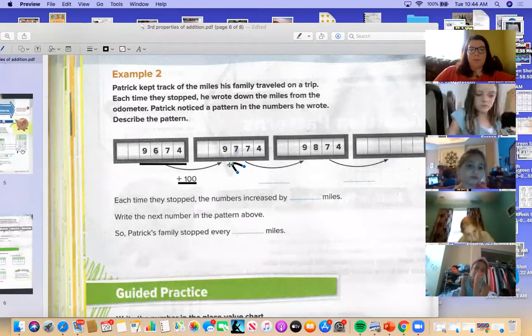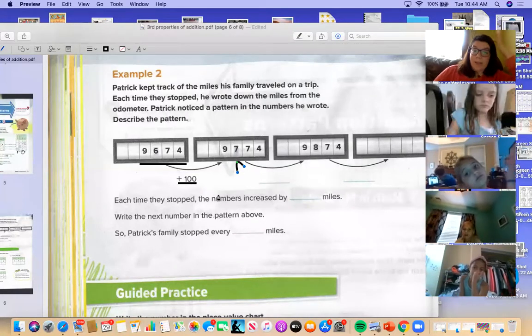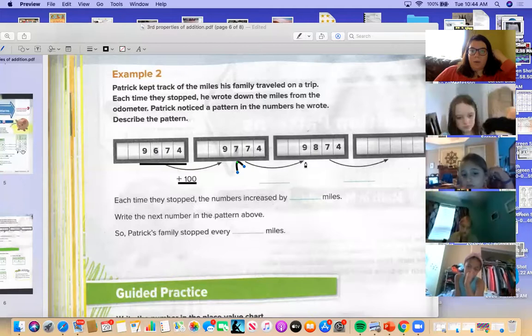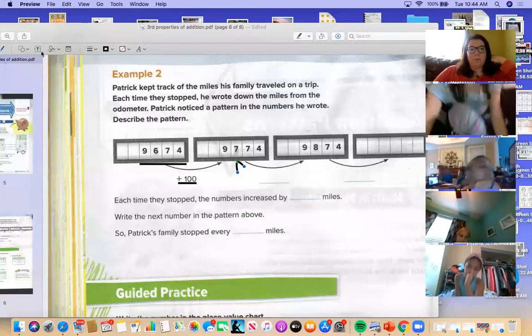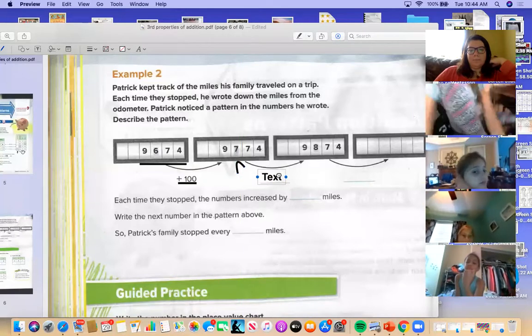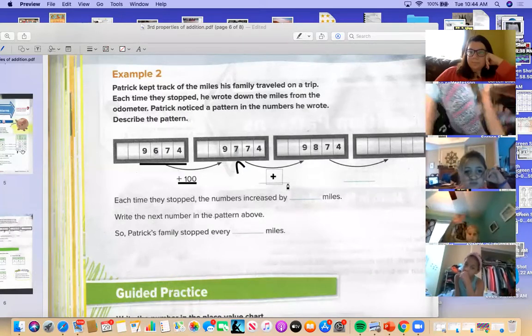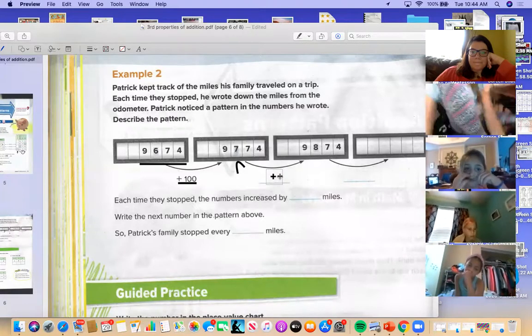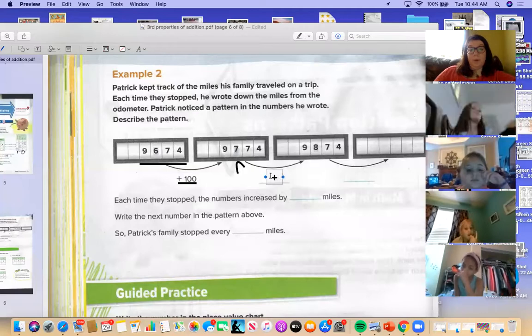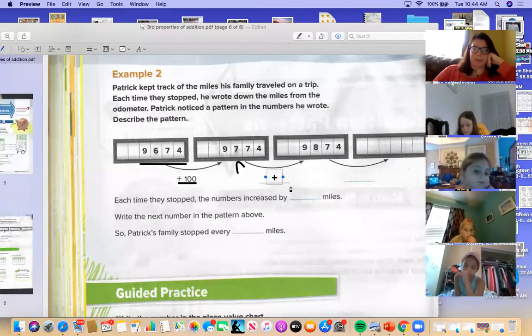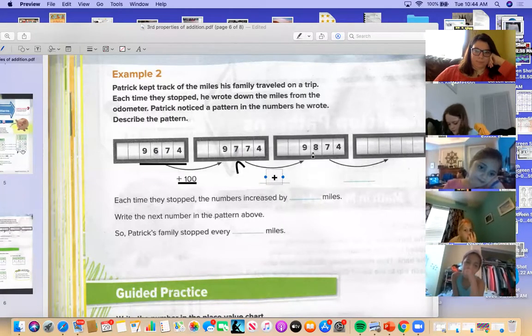So now there's 9,774, and now they're making a jump from 9,774 to 9,874, which means we're what? What are we adding? Charlotte? We're adding one more 10. One more what? We went from 9,774 to 9,874. What changes? The hundreds. So we're adding 100 more.